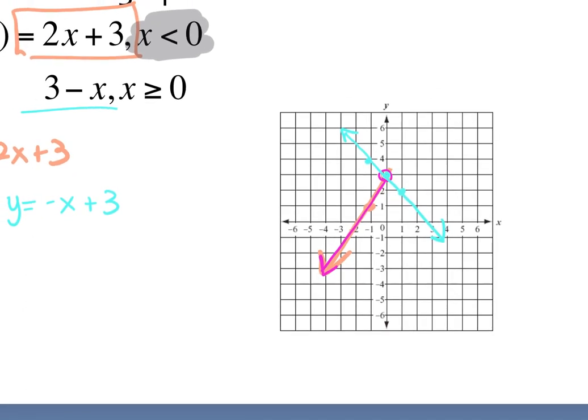This one says greater than or equal to 0. So it would be a solid dot at 0. And it would go to the right because that's where it's greater than. And I would erase anything to the left.